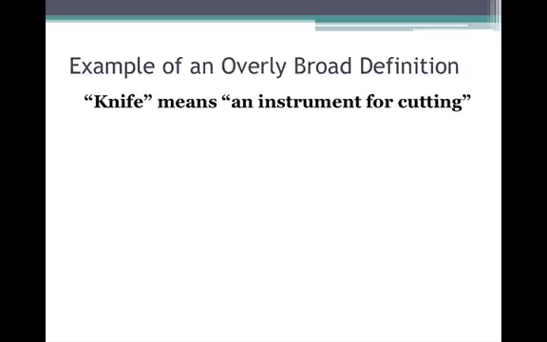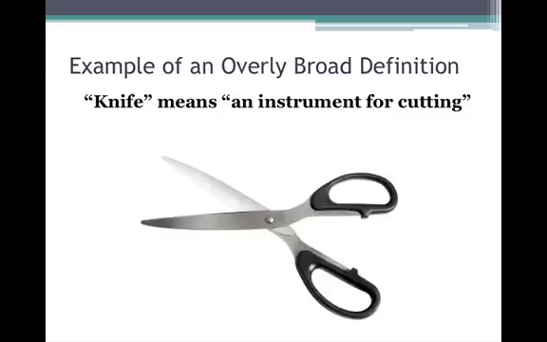Here's an example of an overly broad lexical definition. Knife means an instrument for cutting. Well, this is too broad because it's going to include things like scissors, which aren't knives. A pair of scissors is an instrument for cutting, but it's not a knife. That makes this definition overly broad.